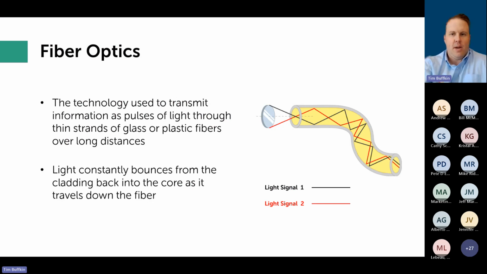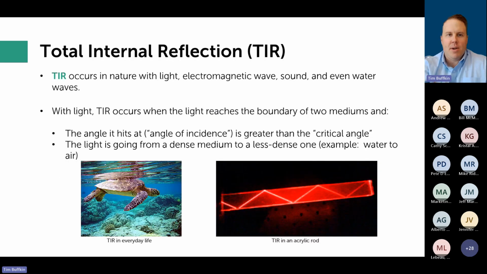So fiber optics, right? We're essentially talking about the technology used to transmit information as pulses of light through thin strands of glass or plastic fibers over long distances. The light is constantly going to bounce back and forth inside of the core against the cladding as it travels down the fiber. One of the big things we're going to talk about with fiber is what's called total internal reflection, or as I'll just refer to it, TIR.